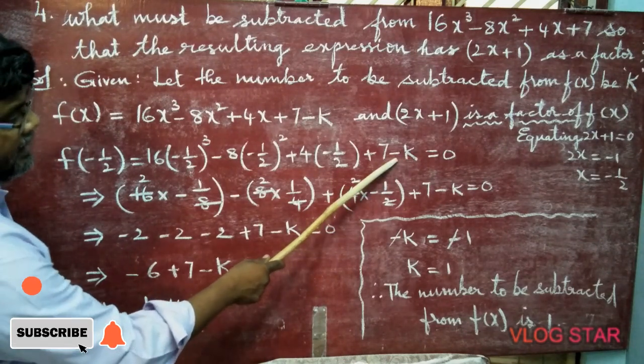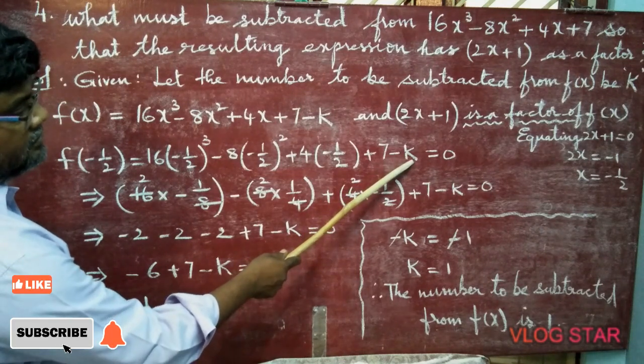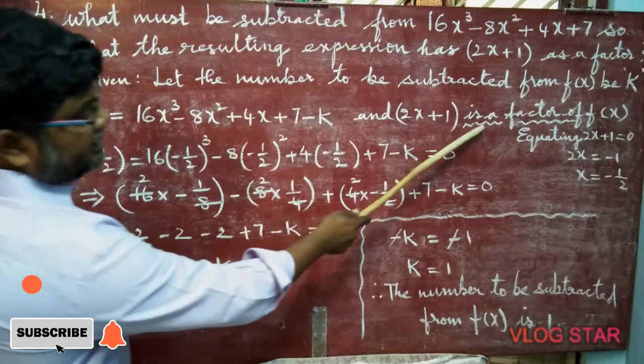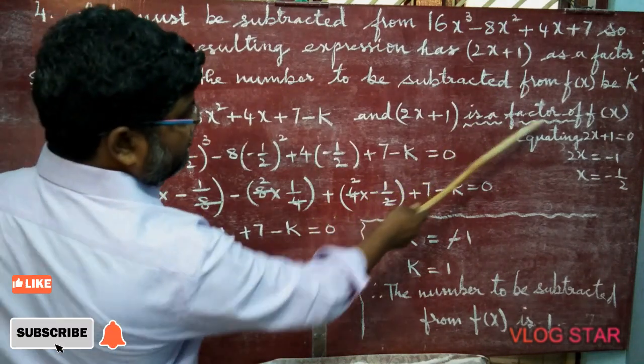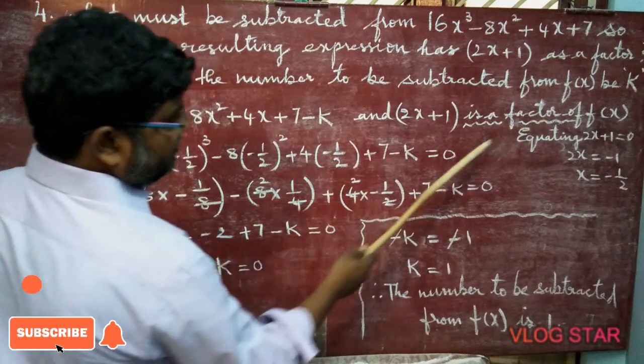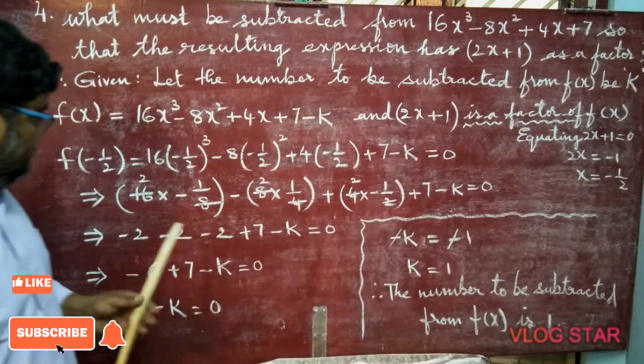Subtracted. So we kept minus k, and we don't know how much. So the expression is equal to 0. How, from where did it come? Here they told 2x plus 1 is a factor of f of x. That's why underline that one. There is a meaning: is a factor of means it is equal to 0.